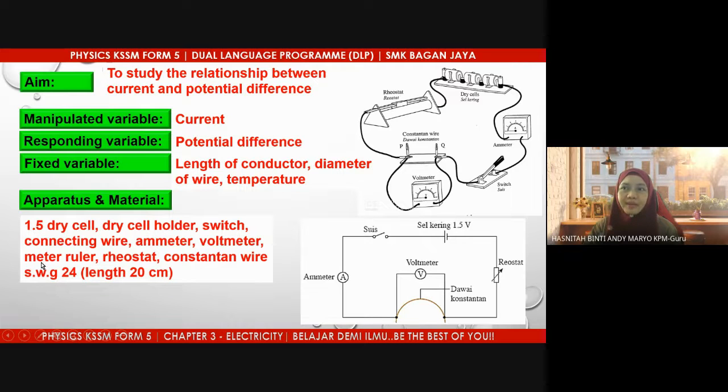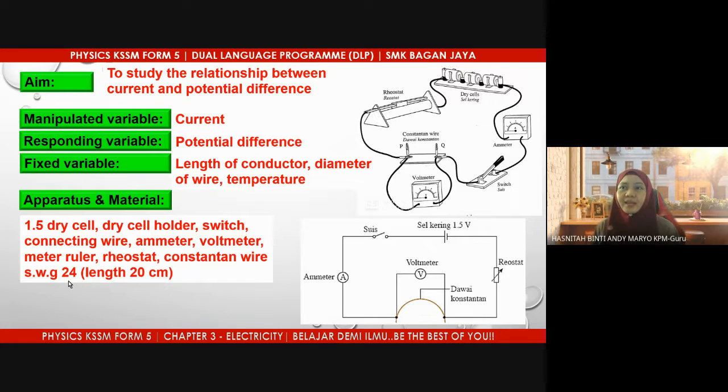SWG 24. What is the meaning of SWG? This determines the cross section or the diameter of the wire used. We have SWG 24, 22, 28, 32, students. And the bigger the number shown here, what do you think happens to the diameter? The bigger the number, the bigger the diameter or the smaller the diameter? SWG is standard wire gauge, G-A-U-G-E. What do you think?